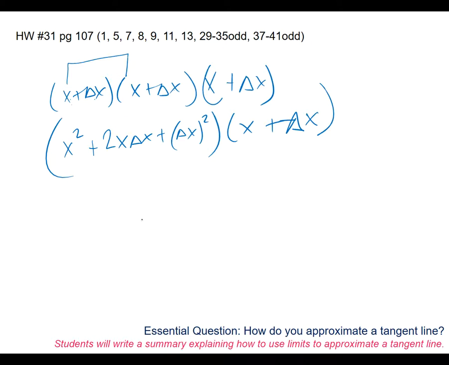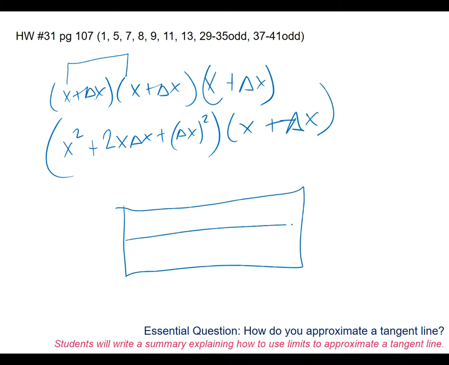Alright. So now we get out this box. It keeps our work organized. Got x squared plus 2x delta x plus delta x squared, and then x plus delta x. And I will tell you, if you haven't heard it before, it's never the calculus that's the issue in a problem. 95% of the time it's the algebra.